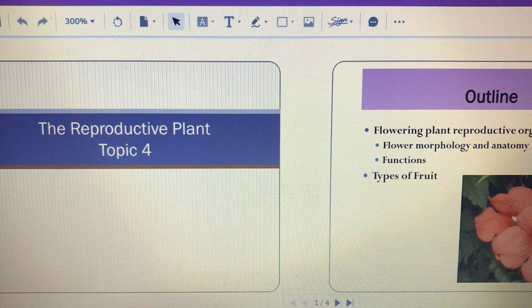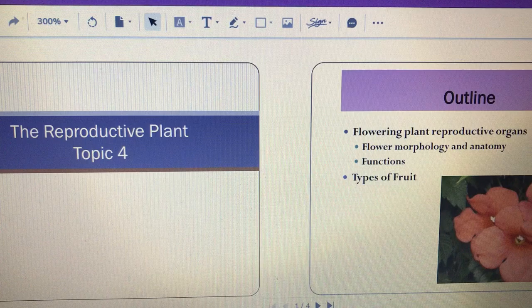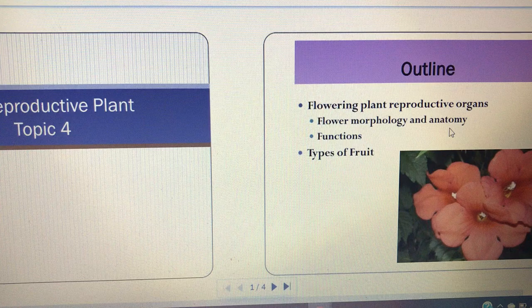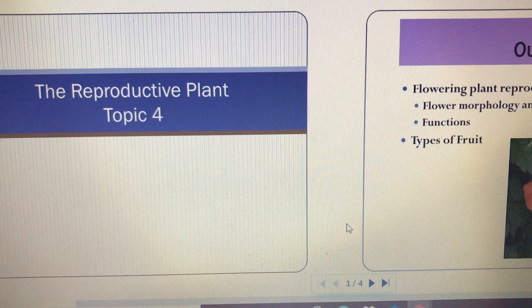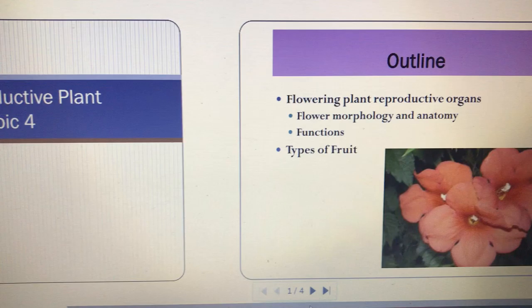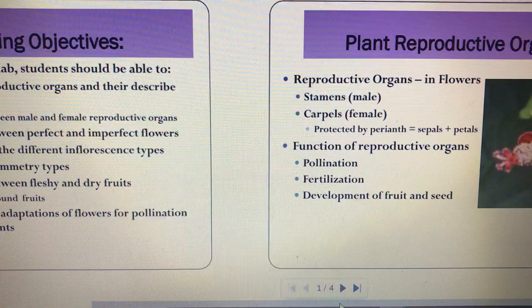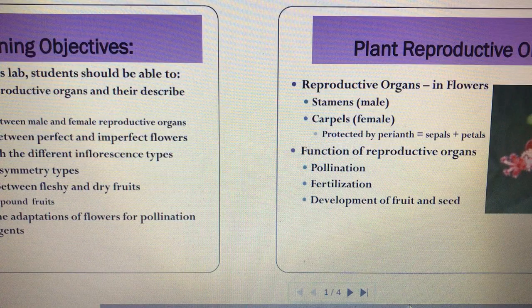Today we're going to learn about the reproductive plant. Today's outline is about flowering plant reproductive organs, flower morphology and anatomy, functions, and types of fruit. Plant reproductive organs.